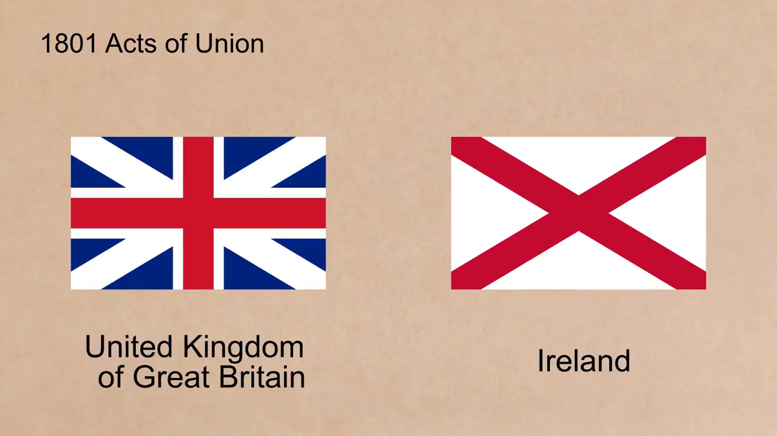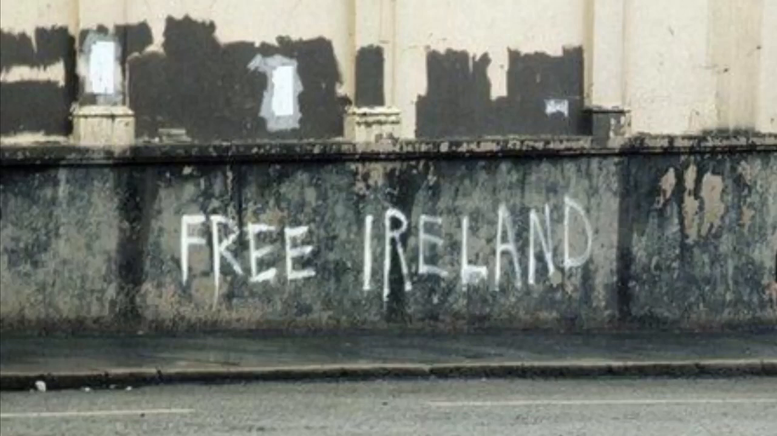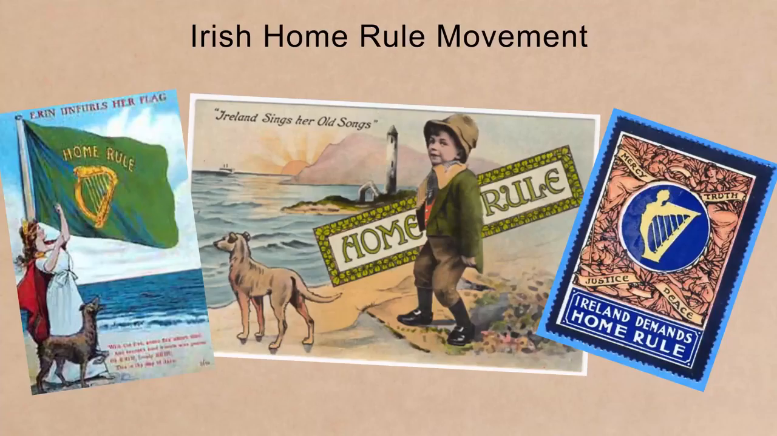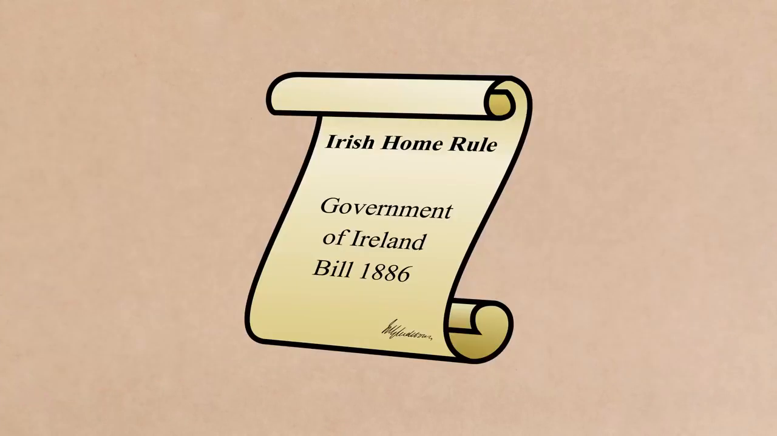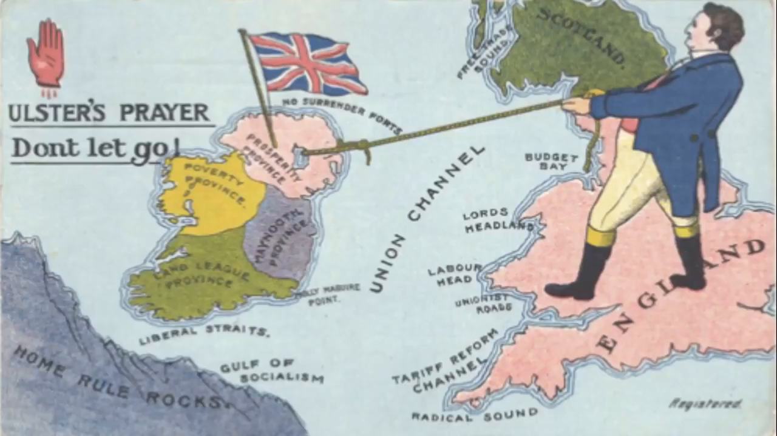So in 1801, Ireland joined the Union and became the United Kingdom of Great Britain and Ireland. Opposition to the Union was strong and occasionally escalated into violence. The late 1800s saw a rise in demand for self-government, and in 1886 the first Home Rule Bill was proposed. In response to this, the Liberal Unionist Party was created in support of the Union and opposed Irish Home Rule.